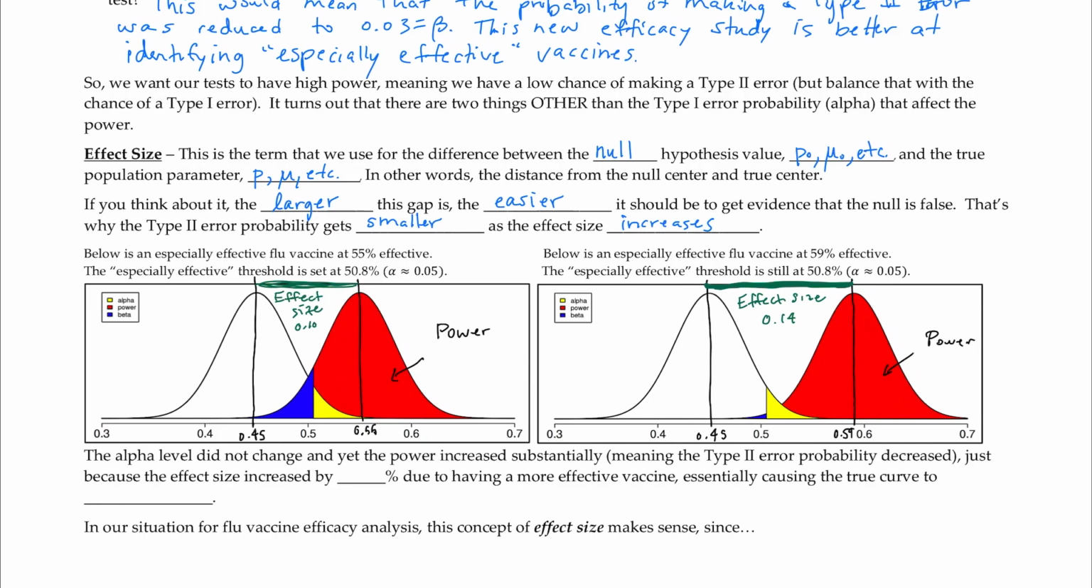And then you can also note that the blue areas have changed here, because this is the converse of the idea of power. That, remember, is beta. That's the chance of making a type 2 error there in blue. Notice how much that has shrunk. What's interesting is that the yellow area hasn't changed. So we haven't affected at all the chance of making a type 1 error. It's still 5% in both cases. So the alpha level did not change, and yet the power increased substantially, meaning that the type 2 error probability decreased, just because the effect size was increased by 4%.